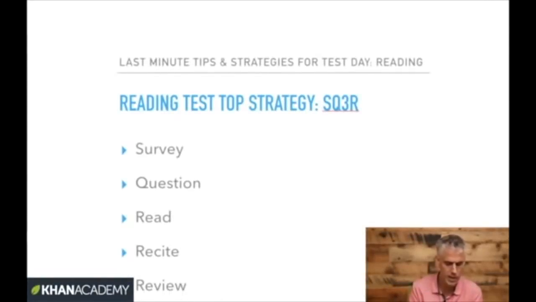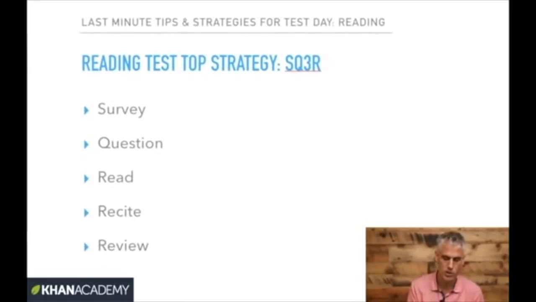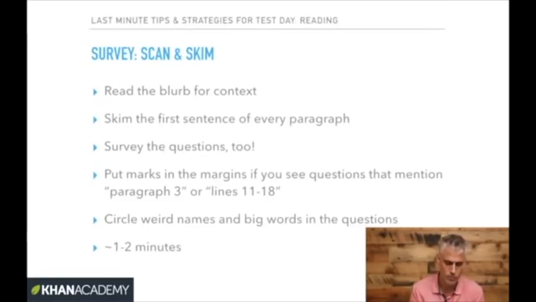So this is a strategy that is highlighted in the tips and strategies section of Khan Academy Official SAT Practice. And it is a version of a famous active reading strategy technique called SQ3R, and I've sort of adapted it for the SAT. The S stands for survey, the Q stands for question, and there are 3 R's. First one is read, second one is recite, third one is review. And so let's see how that works.